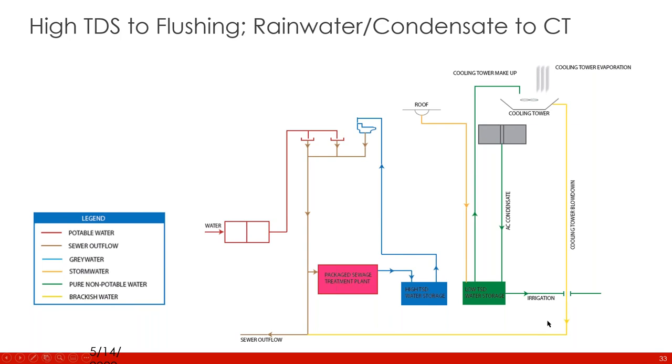So one of the ways of dealing with this issue is to use water appropriately for different end uses. So what we can do is that we can use the treated sewage effluent for toilet flushing, and basically we can use the recovered rainwater from the roof and the HVAC condensate, which have very low total dissolved solids. We can use that for makeup for our cooling tower.